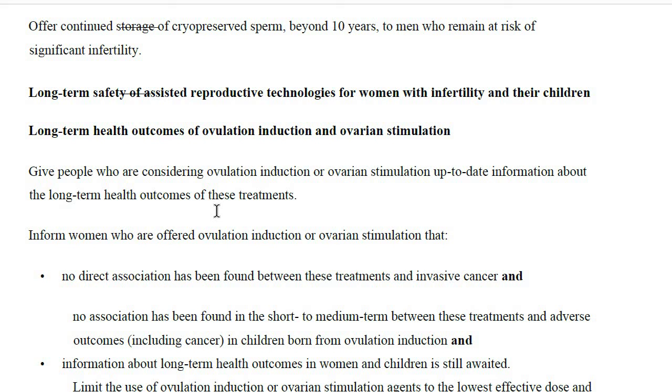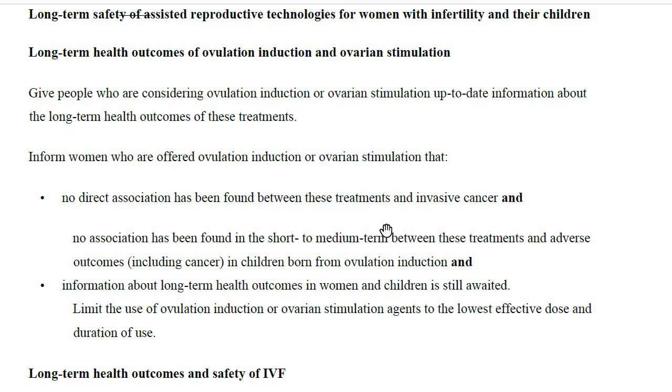Okay. So what is the long-term safety of ART for women with infertility and their children? First, long-term health outcomes of ovulation induction and ovarian stimulation. We should give people who are considering ovulation induction or ovarian stimulation up-to-date information about the long-term health outcomes of their treatment. Give them written information. You can give them video links and support groups.